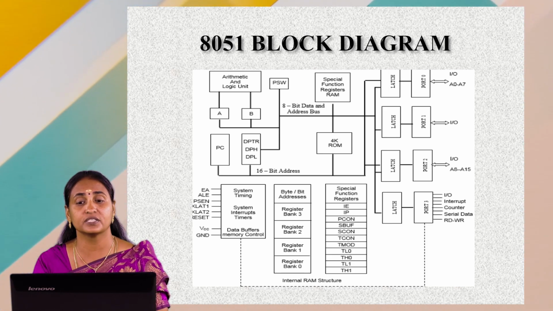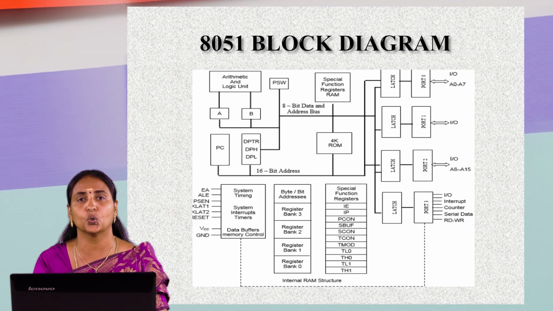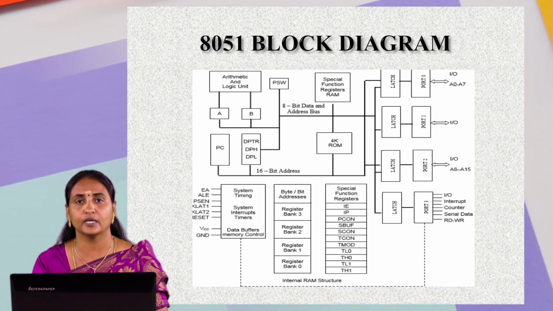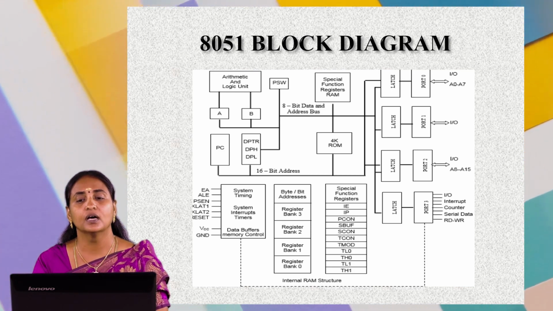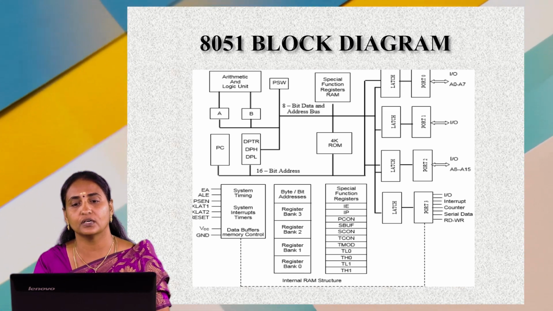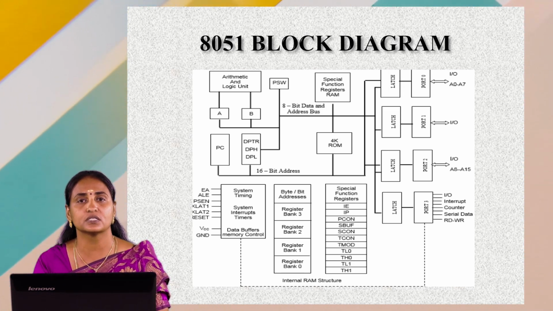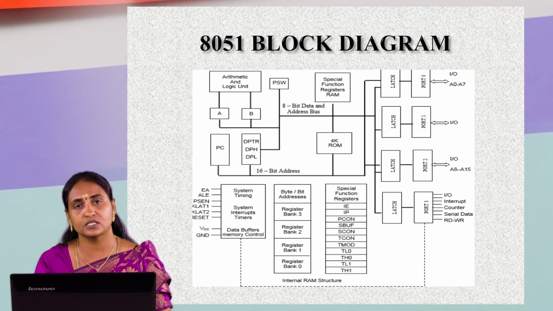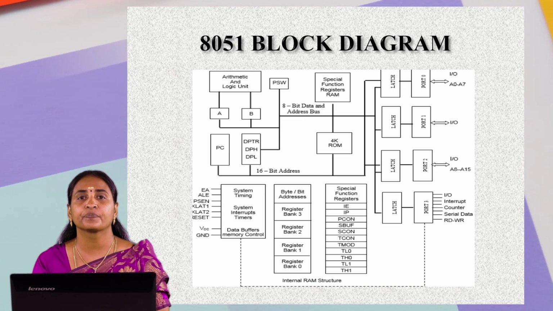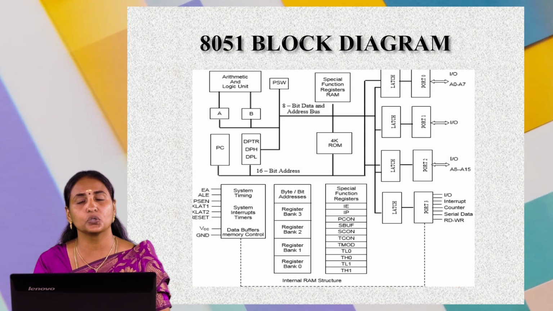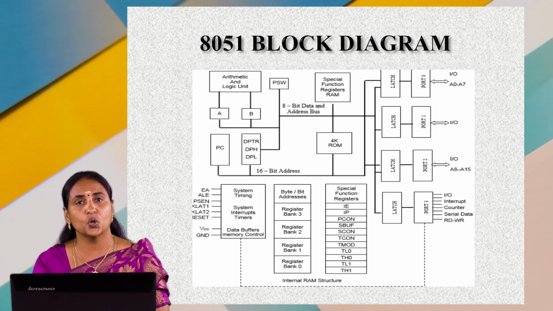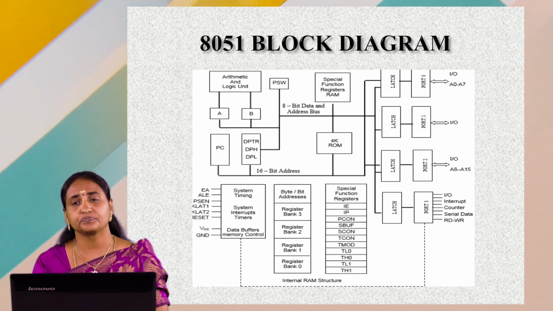There are two memories, that is RAM and ROM. RAM means random access memory, ROM means read-only memory. In the RAM, some special function registers are also available. Working registers, bit addressable areas and general purpose areas are also included in this RAM memory. ROM memory is called program memory.